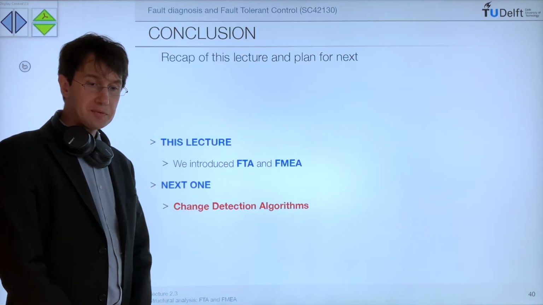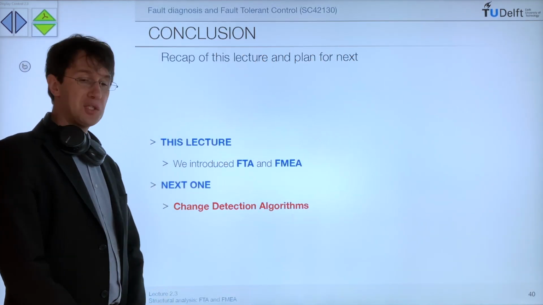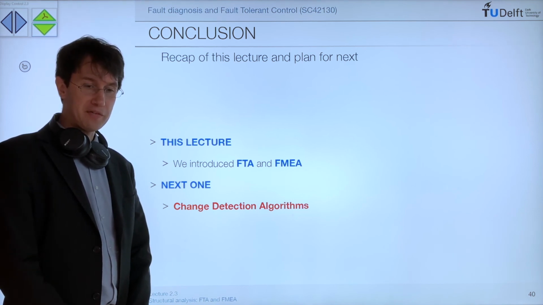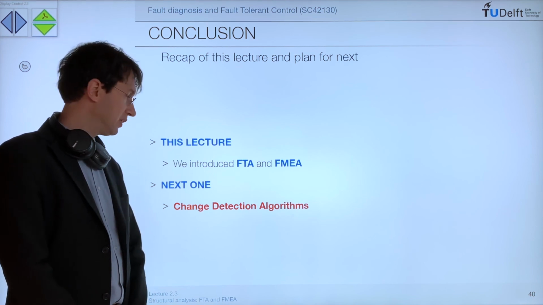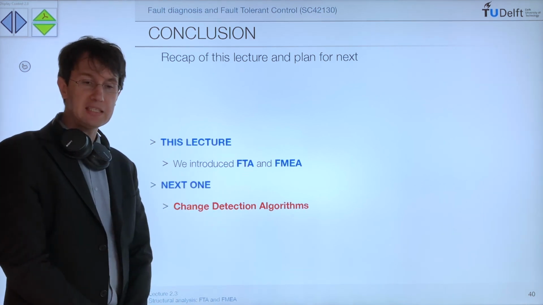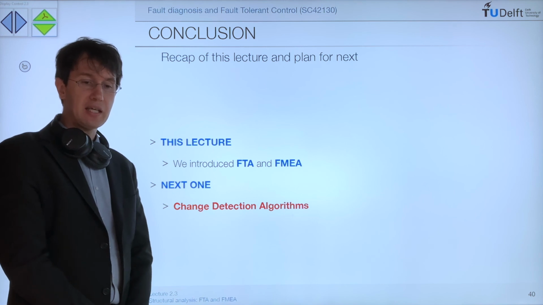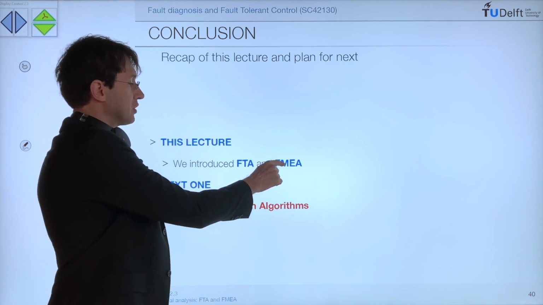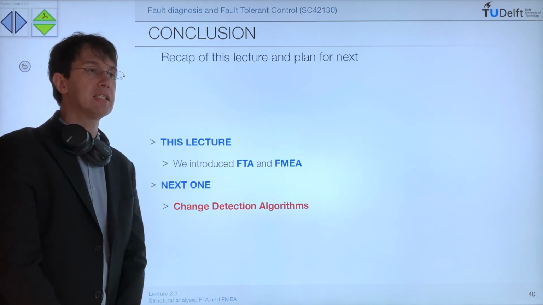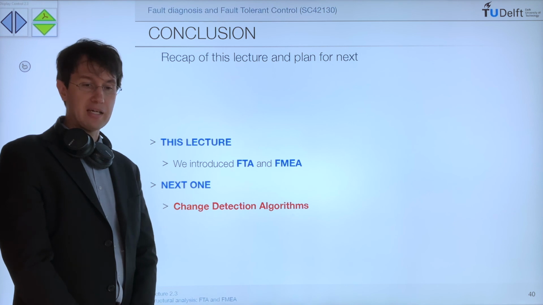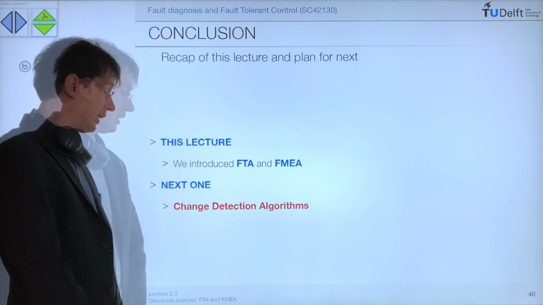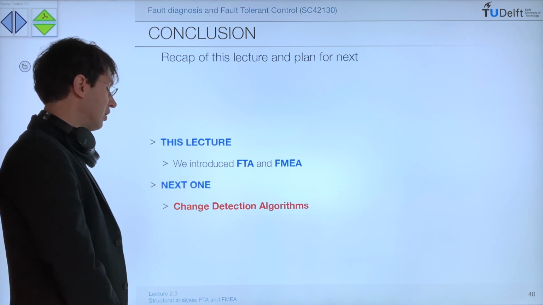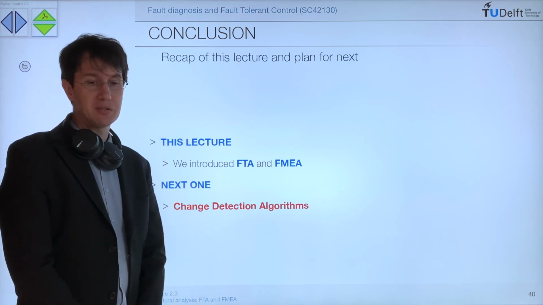And so in this lecture, we introduced 2 formal tools for propagating faults from lower level components up to system level. The first one, fault tree analysis, tells us if and when a fault is propagating, and the failure mode effect analysis tells us how and why a fault is propagating. In the next week, we are going to have another set of lectures on a different topic: change detection algorithms.